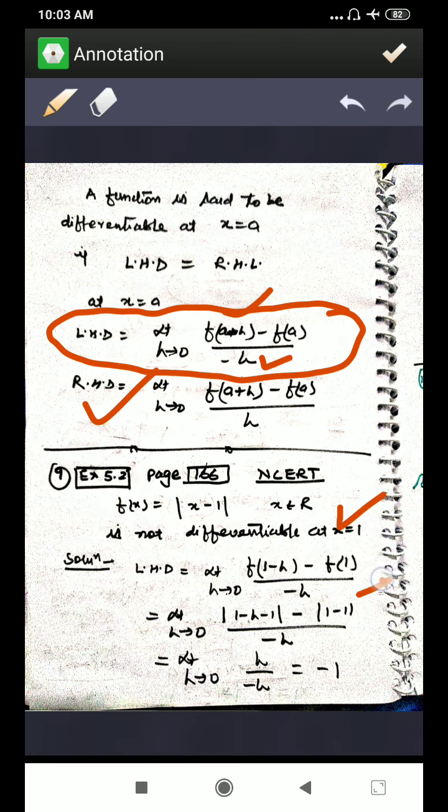This is 0, 1 minus 1 is 0, and in this the 1 is cancelled out with this 1. So it will be modulus of minus h. So modulus of minus h is actually plus h. So in the numerator it is equal to plus h and in the denominator it is minus h. Both will cancel out each other and you will get minus 1 as the left hand limit. Now come to the right hand limit.